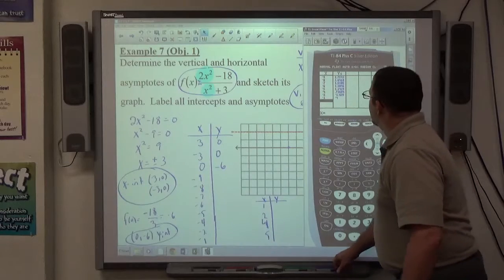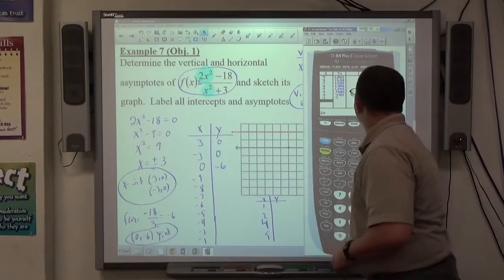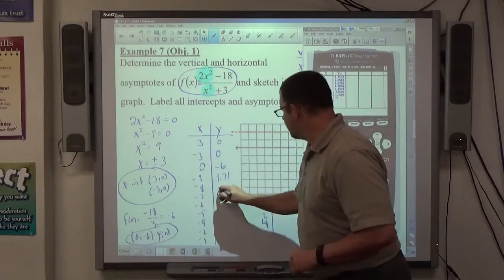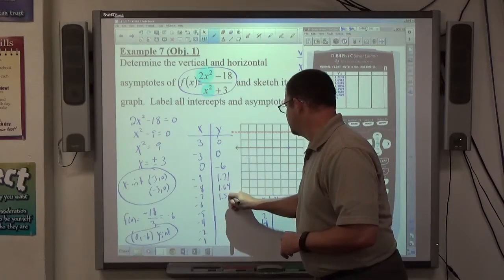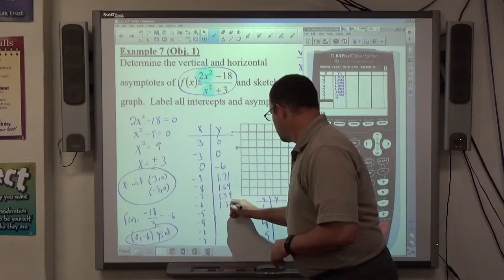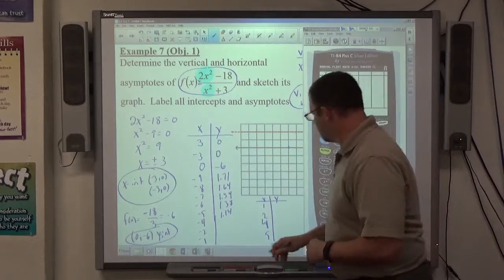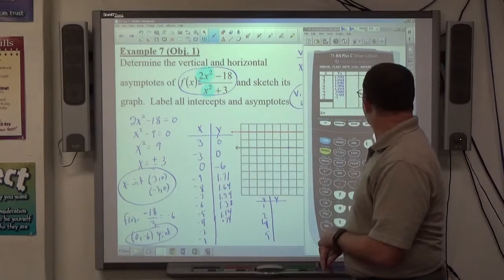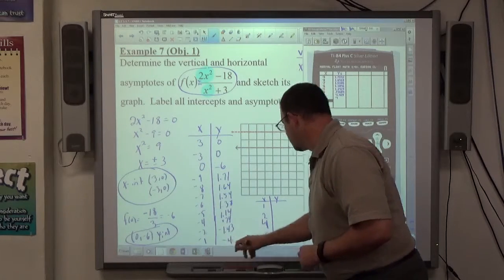All right, so negative 9 is 1.71. Negative 8 is 1.64. Negative 7, 1.54. Negative 6, 1.38. Negative 5, 1.14. Negative 4, positive 0.74. Negative 2 is negative 1.43. Negative 1 is negative 4.